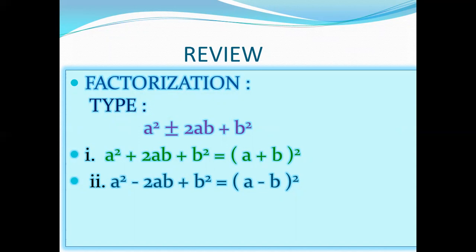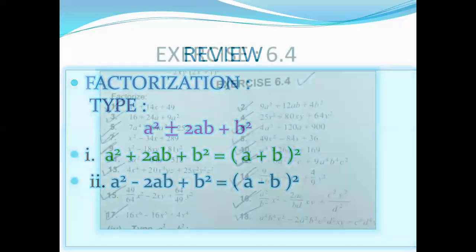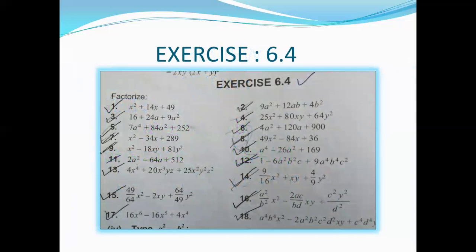Now we have the next type, a square plus 2ab plus b square and a square minus 2ab plus b square, and you are familiar with these two formulas. We have already done them in class 7 and also in exercise 6.1. Now we are doing 6.4. Come to the questions. There are 18 questions in the exercise. I have done some questions for you and the remaining will be your homework.